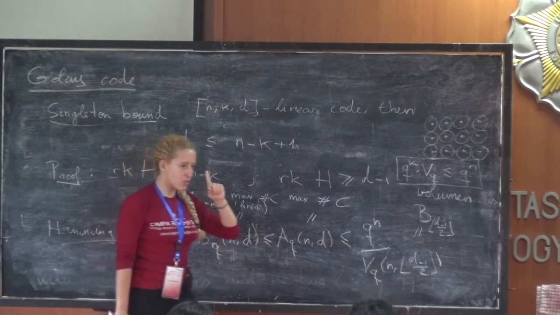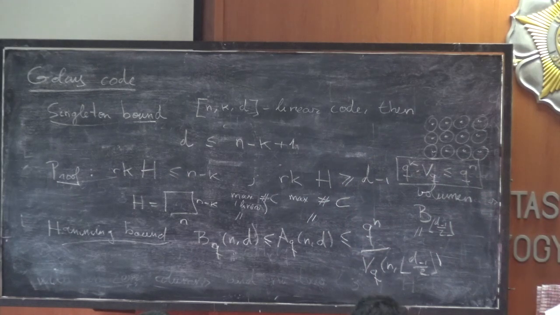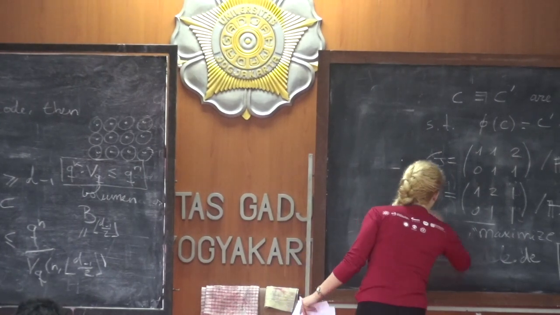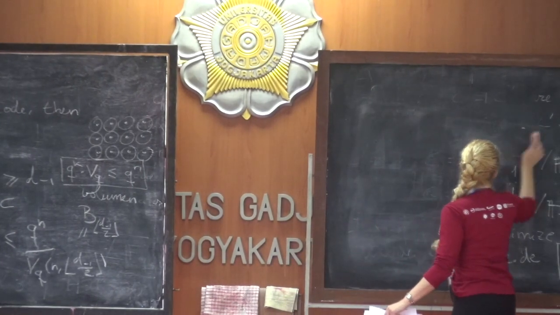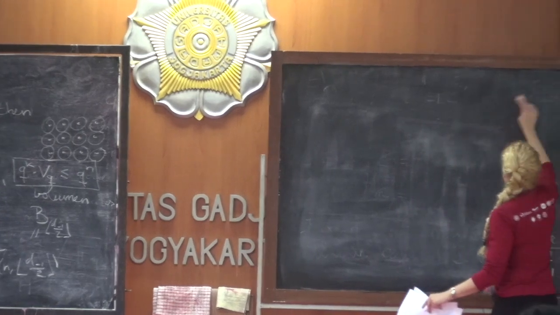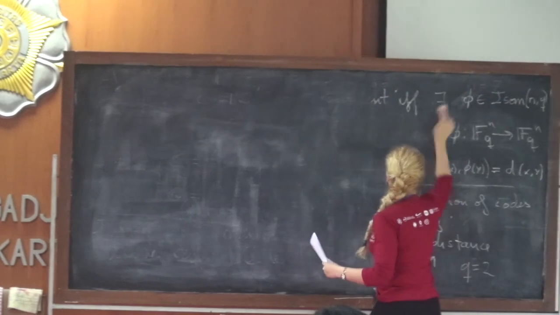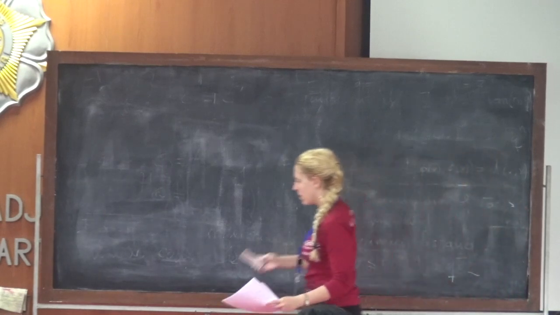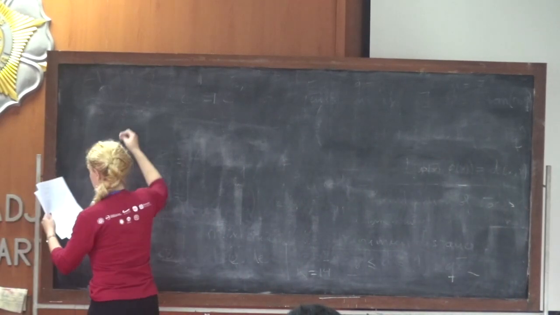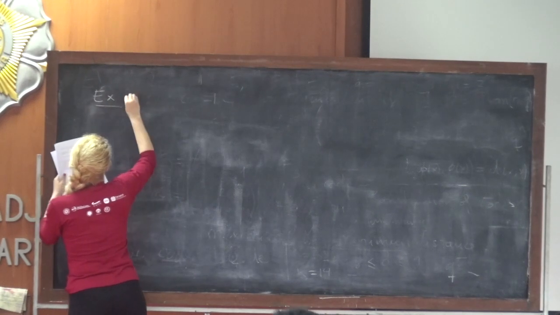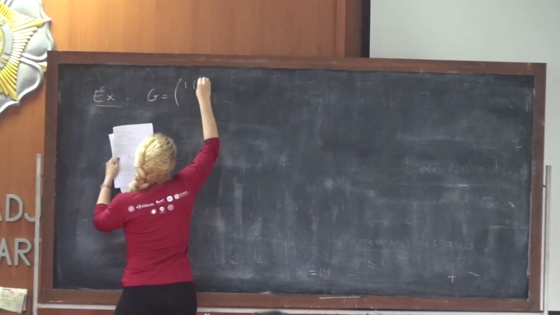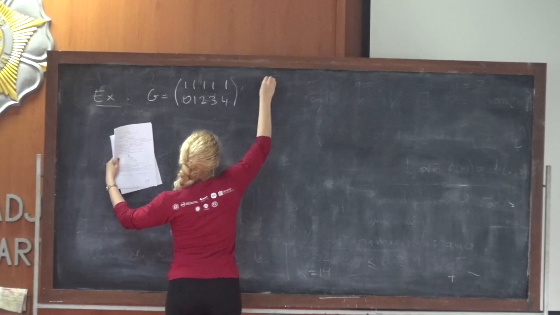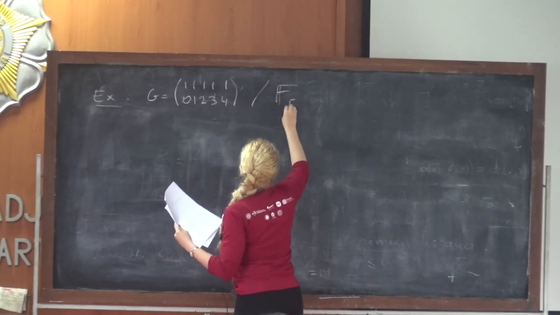I have like 1 minute. So in this last minute, I'm just going to give you an example of a code. We'll see that these two bounds are satisfied. So for this example, I'm taking a particular code, an easy one. Again, I'm going to give it with the generator matrix. So for example, I take G given by this matrix and defined over F5. Okay?